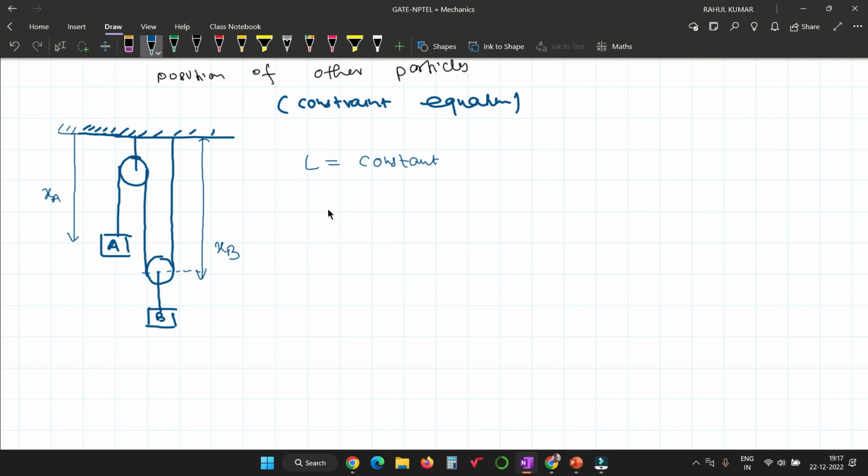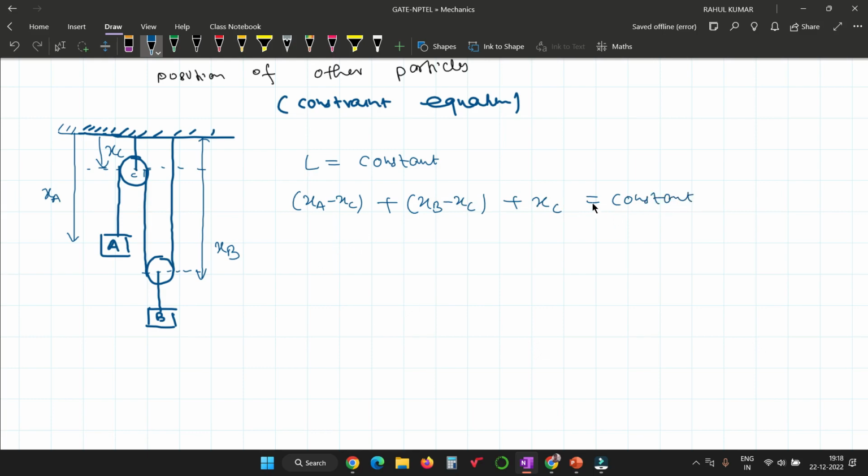Now I want to find this length. Also suppose this length is XC, the point C. Now I want to determine the length L of this string. What is the length of this string? That is definitely XA minus XC, right? And what is the length of this string? XB minus XC, right? And what is the length of this string? That is XC, equal to constant.